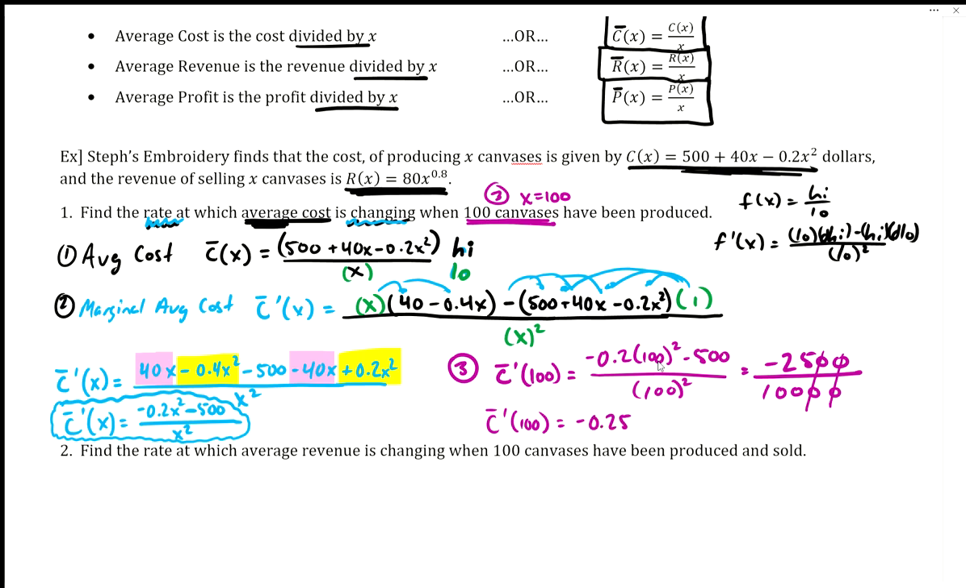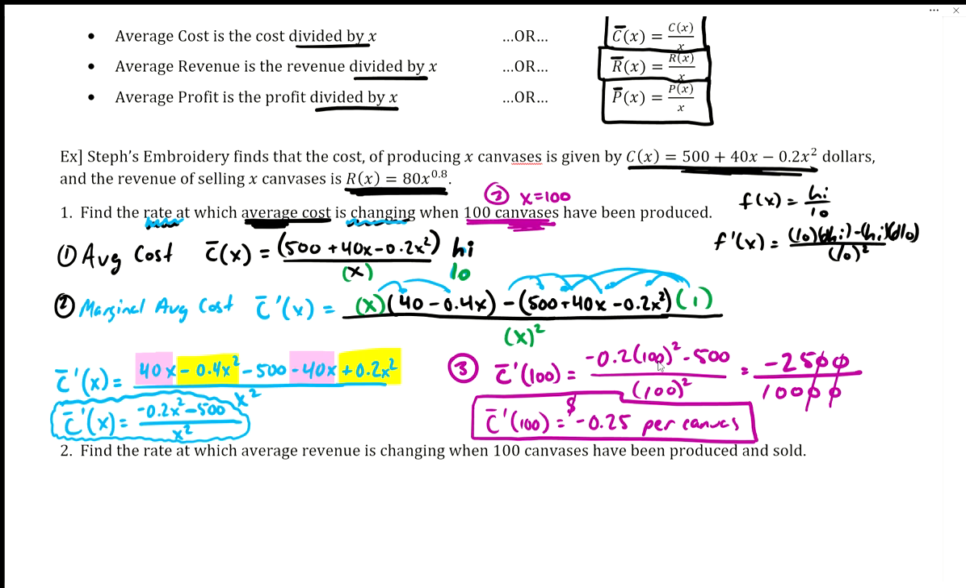Okay, and it says it should be in dollars. So dollars, and then per, our unit is canvases. So per canvas. Okay, so I'm going to box that. There we go. Okay, so negative, really 25 cents per canvas.